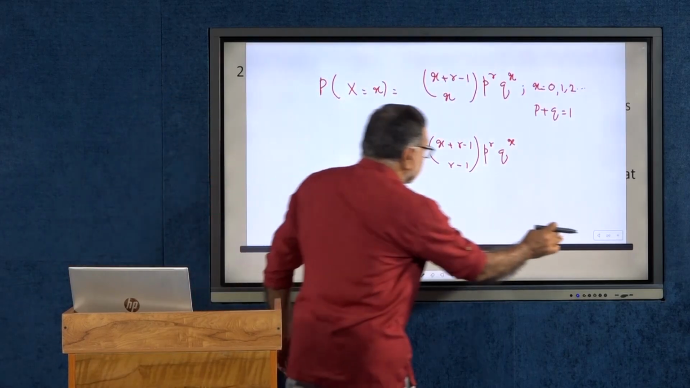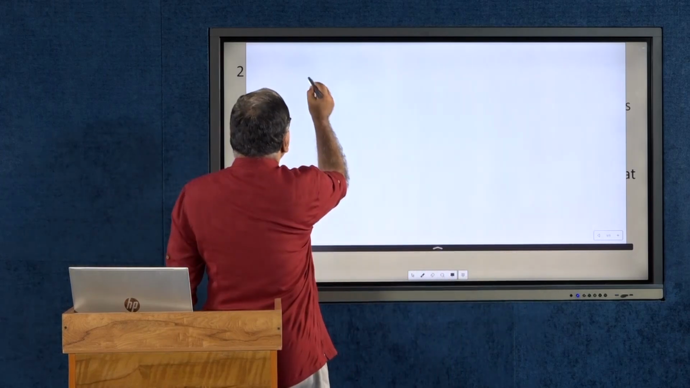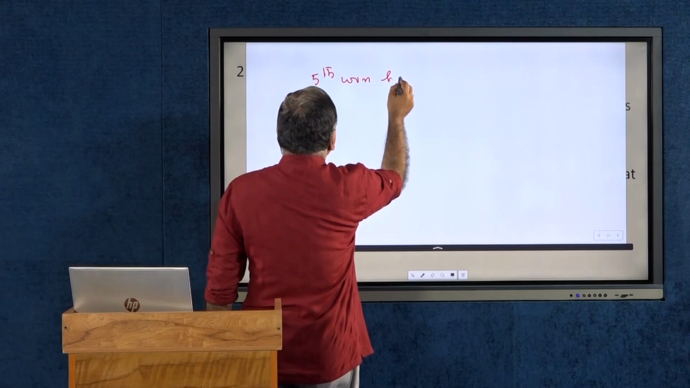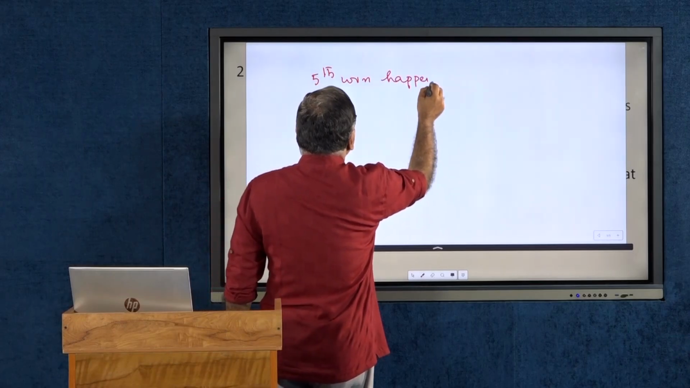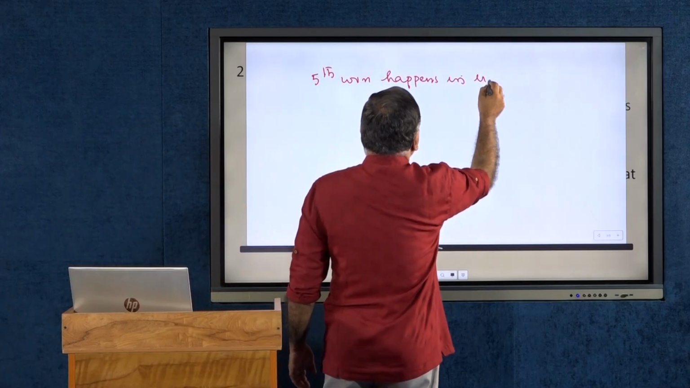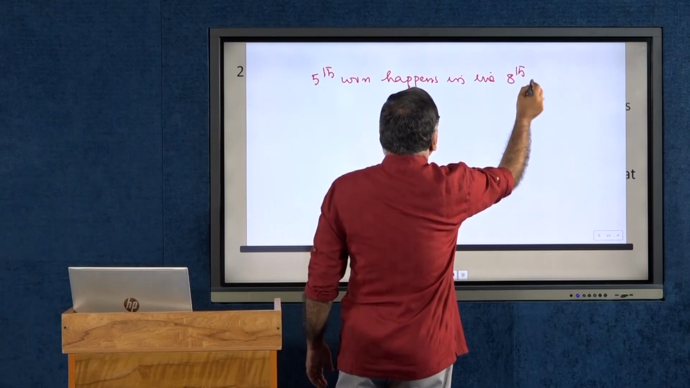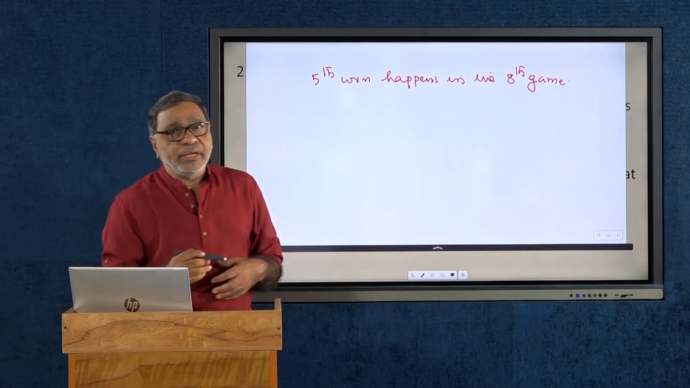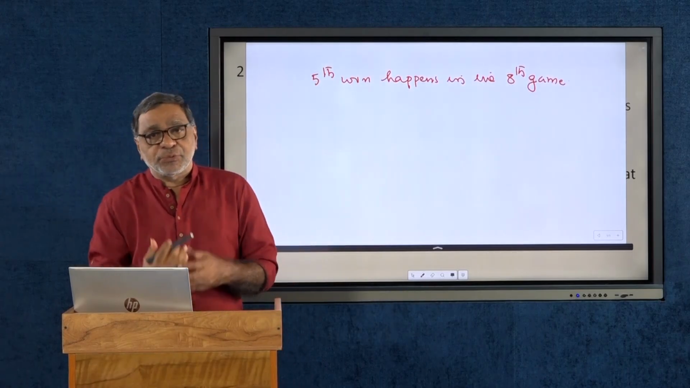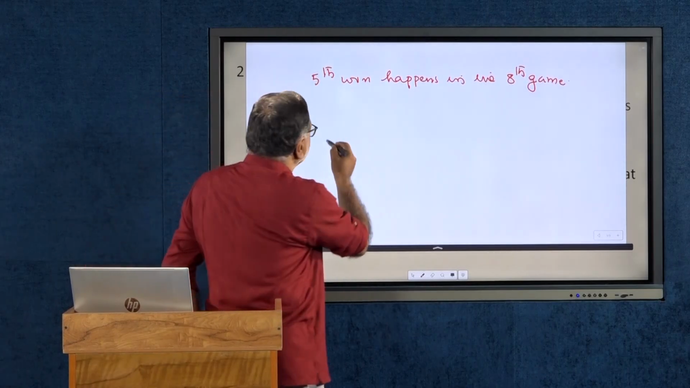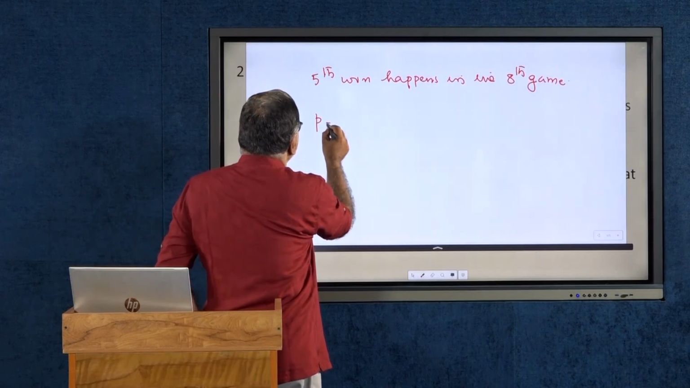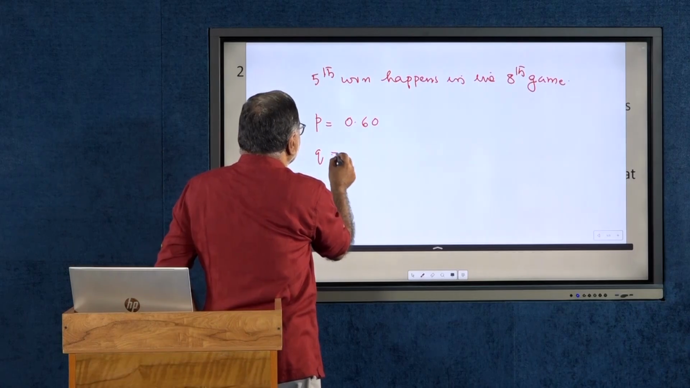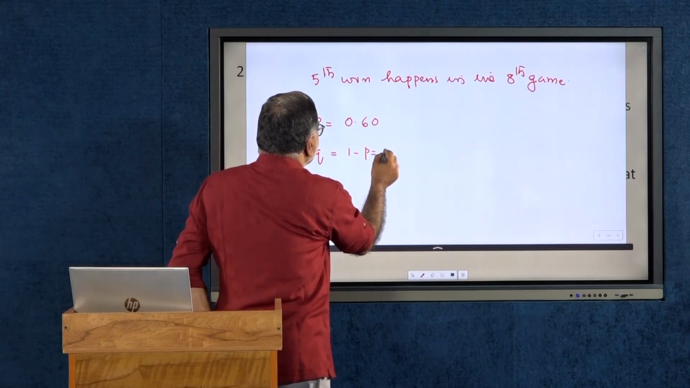So the fifth win happens in the eighth game. This is the event we have, and we are finding the probability of this particular event. And what is given to you? The probability of winning the game is 0.60, and not winning the game you take as 1 minus p, that is 0.40.